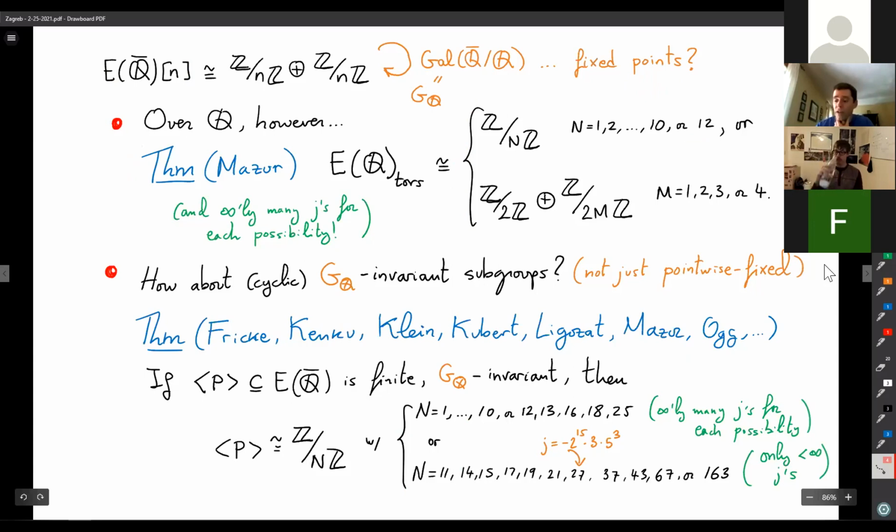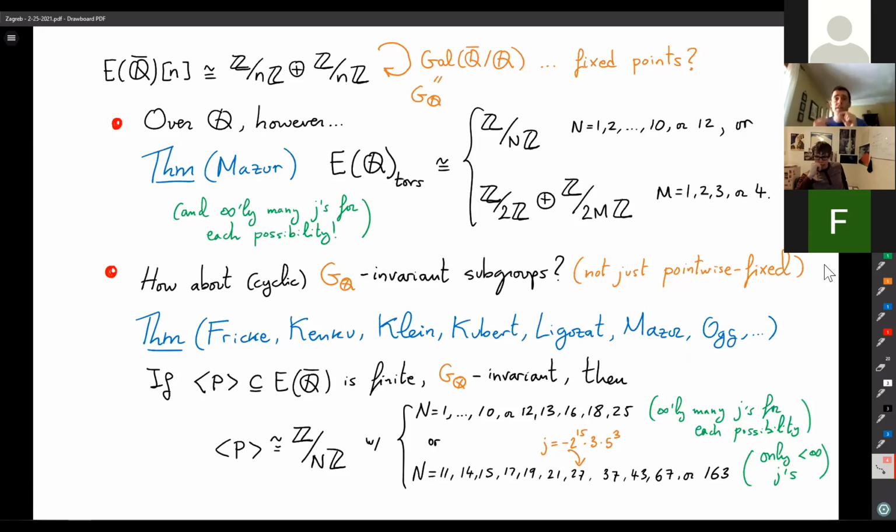There are no points of order 11. And then the torsion subgroups can be bicyclic, of the structure Z mod 2 cross Z mod 2m for m equal to 1, 2, 3, 4. Then the next thing you can ask is to relax that. Instead of looking at fixed points, you can look for subgroups that are Galois invariant. So not just points that are fixed pointwise, but an entire group that is fixed.